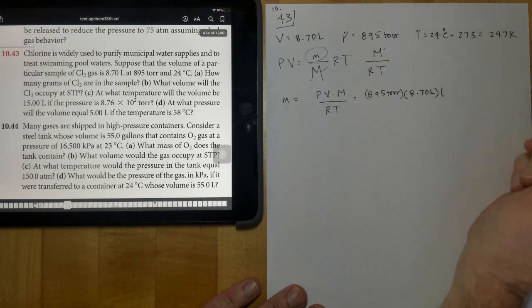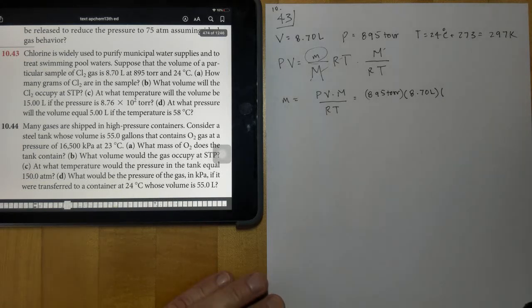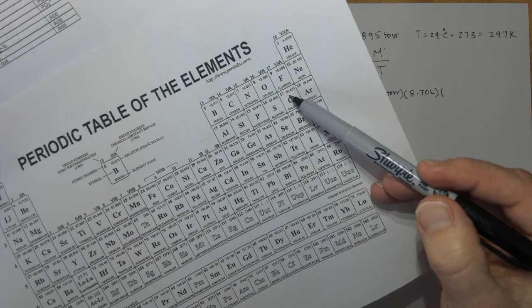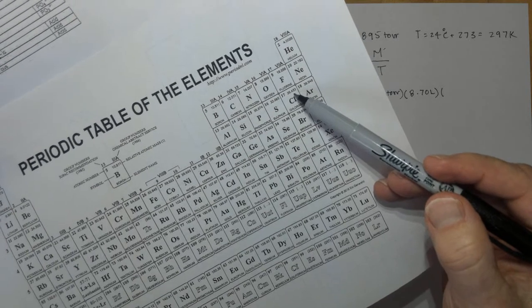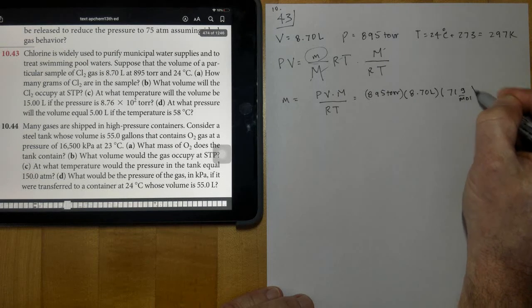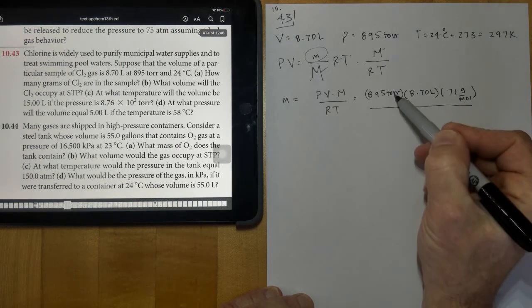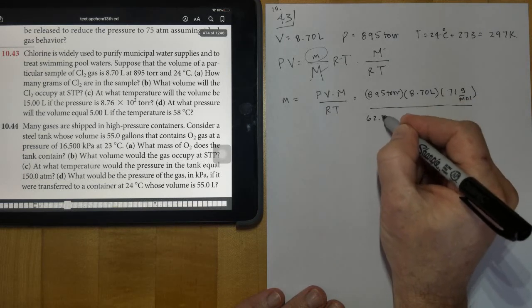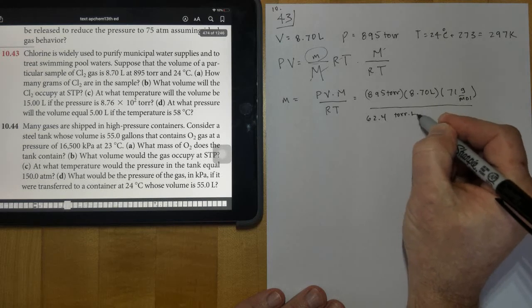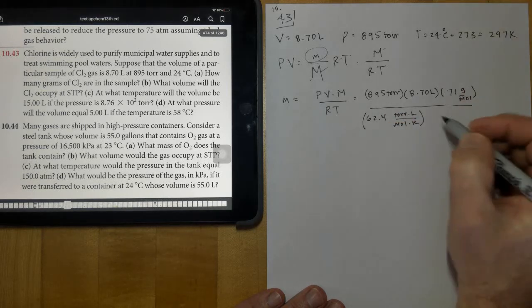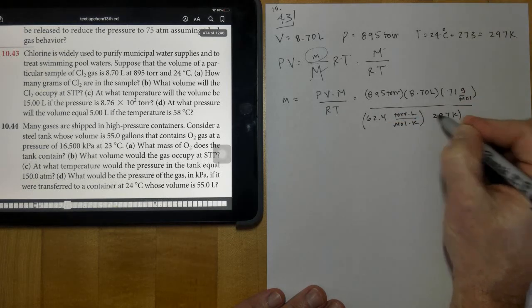The molar mass is chlorine gas now. So look on your periodic table, and chlorine is 35.5 when you look right here. But remember, chlorine is diatomic, so 35.5 times 2 is going to give you about 71 grams per mole. And then the R has got to match the variable for the pressure, so we'd use 62.4 torr times liters per mole times Kelvin. And then the temperature's got to be in Kelvin, which is 297 K.